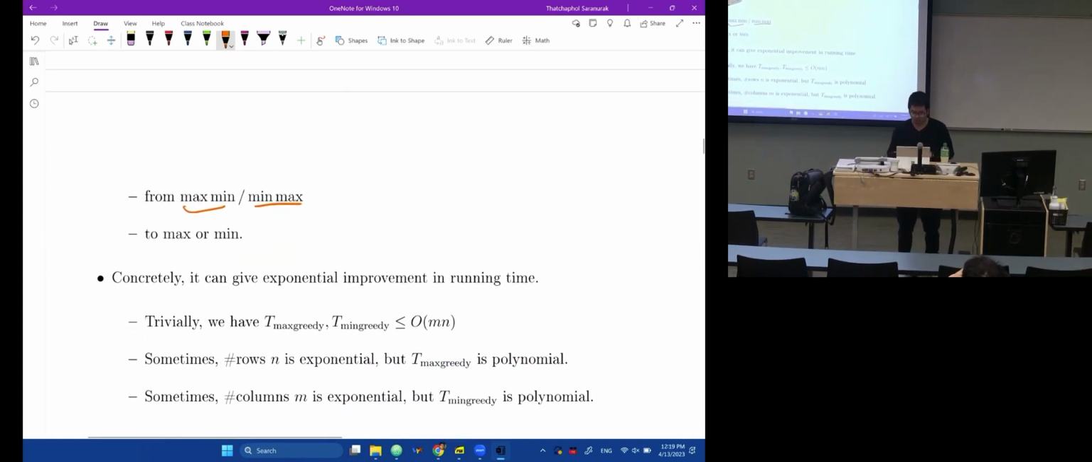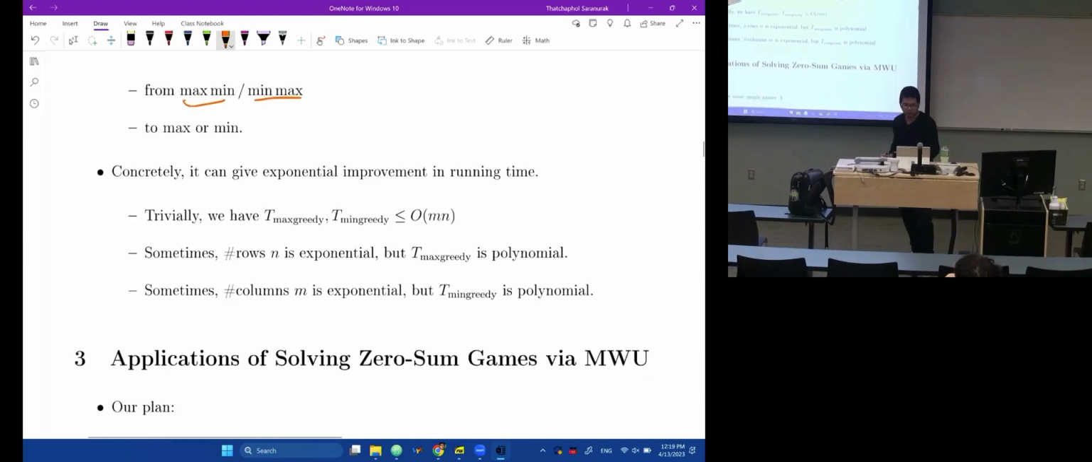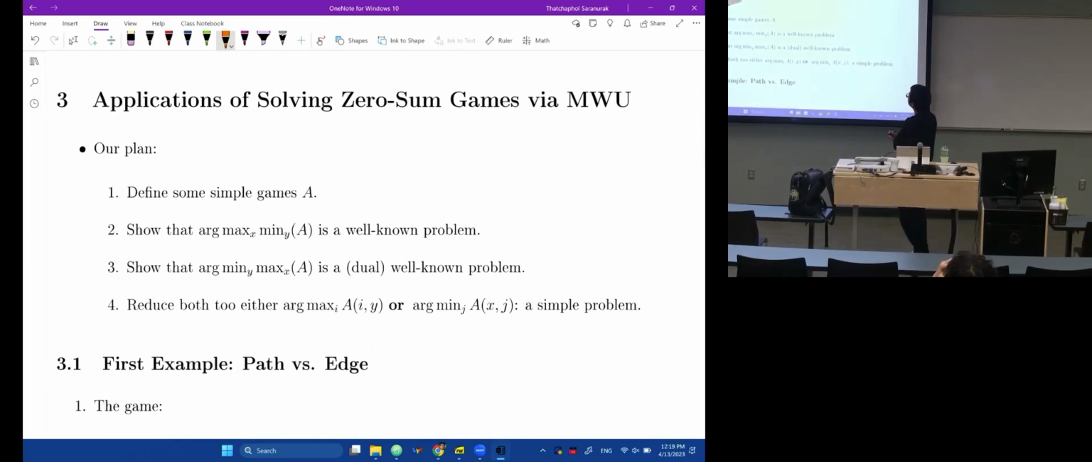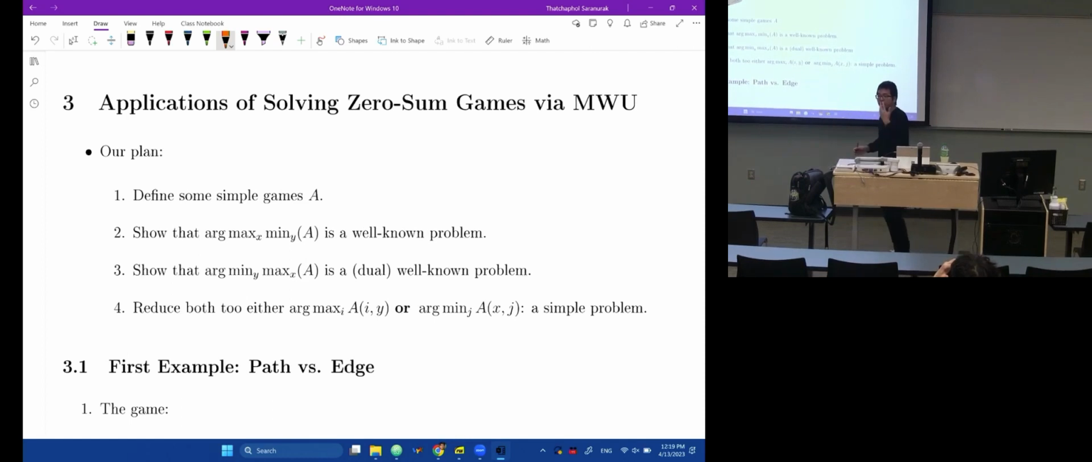Okay. Let me actually skip this thing. Okay. So what we want to do is, we know this reduction now, and we will try to exploit it.